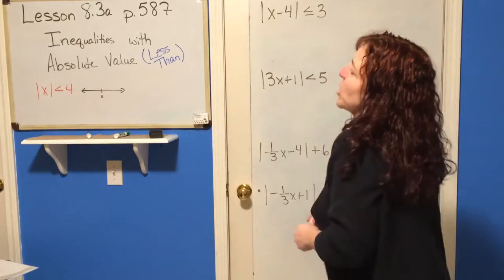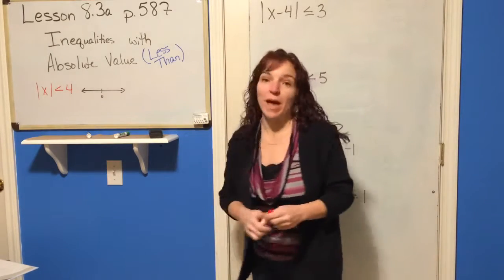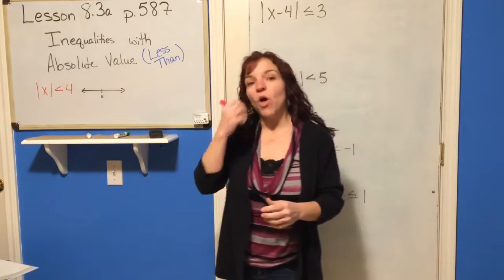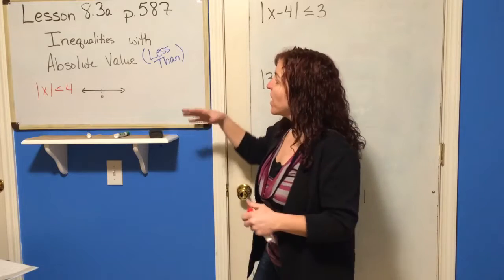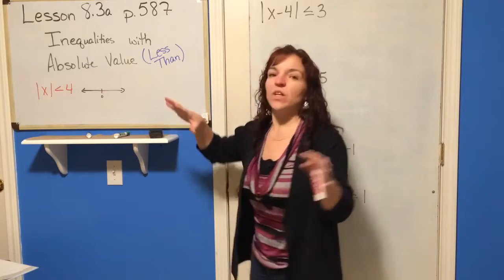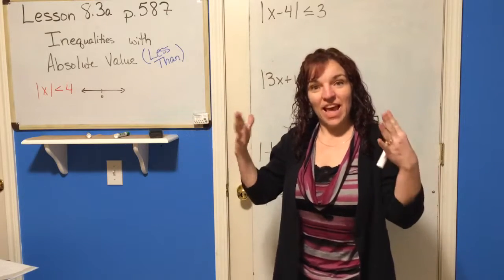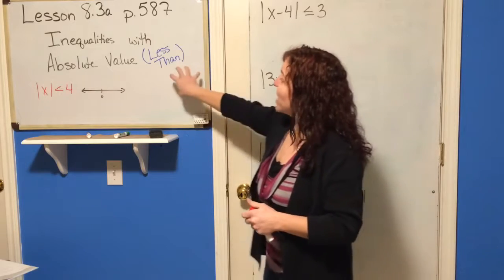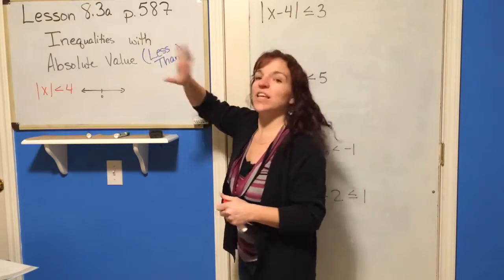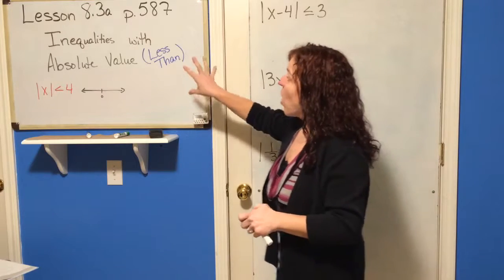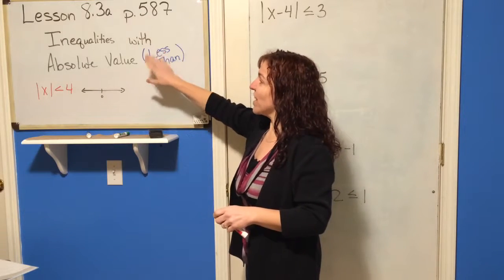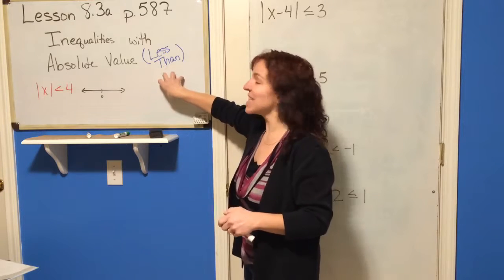First half of section 8.3, inequalities with absolute values. So we've already said that an absolute value is a distance from zero. And so we're going to deal with inequalities that have to do with absolute value. Now in this section, we're going to deal with the less than and the greater than separately. We're going to do the greater than in the next section. All we're going to deal with is the inequalities that use the less than sign.